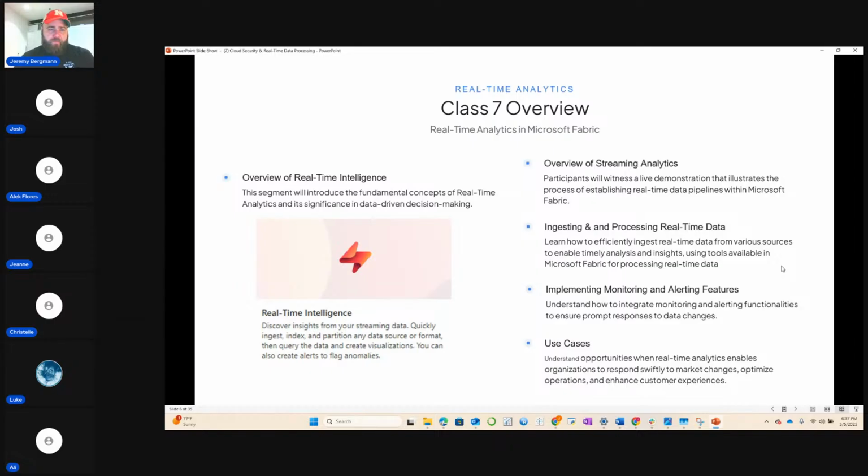Okay. So I gave a pretty good overview there of real-time intelligence, the fundamental concepts of real-time analytics and its significance in data-driven decision-making. Fabric packages it into this real-time intelligence, but as I explained, in the Azure data platform we have all the same resources. They've just packaged it in this real-time intelligence. So here we'll do an overview of streaming analytics. We'll do a live video that demonstrates real-time data pipelines within Microsoft Fabric.